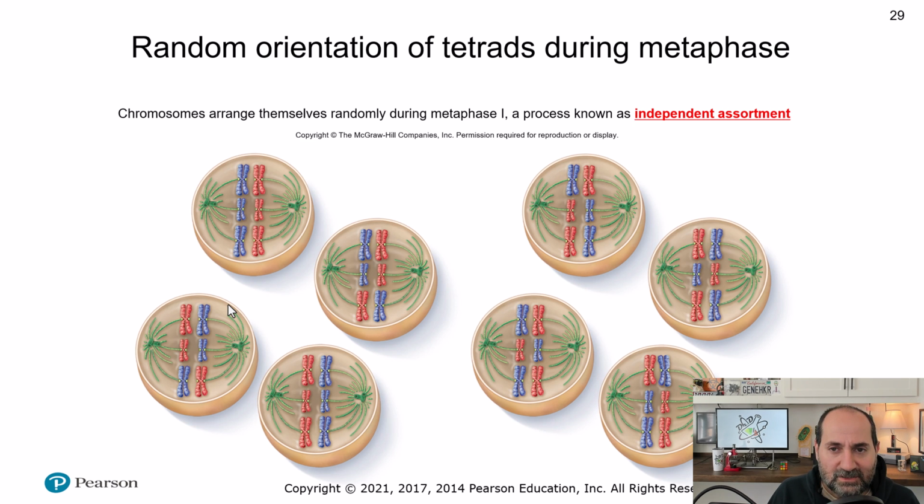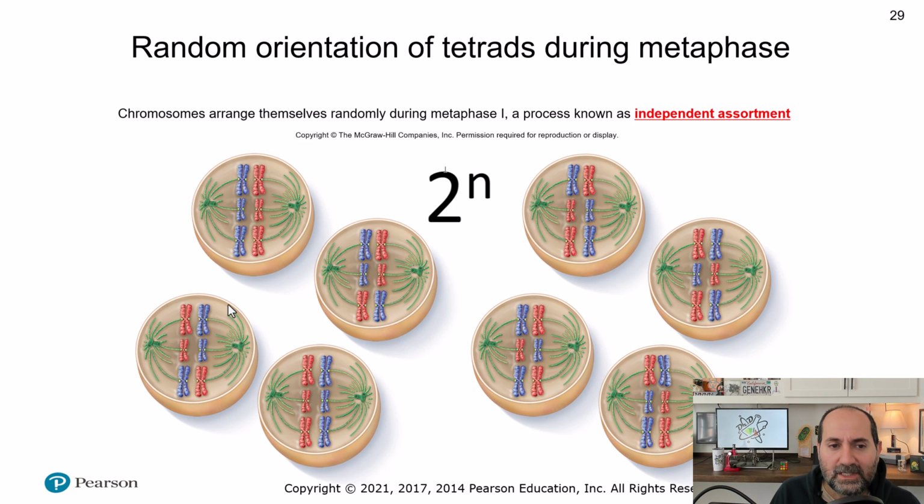So what that means is that not only do the tetrads line up at the center of the cell during metaphase I, they also line up completely randomly, with each tetrad having an even chance, an equal chance of lining up with the paternal homologue on the left or the paternal homologue on the right. So this means that there are many different combos. There's many different combinations of chromosomes that can line up this way. In fact, to figure out exactly how many, you would take 2 and raise it to the power of the number of tetrads you have.